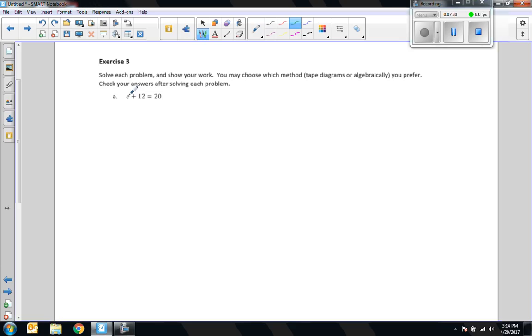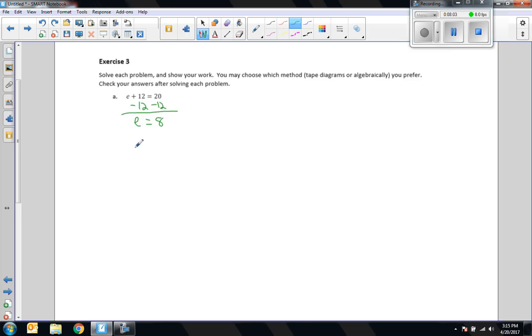So I have a missing variable E. I don't know what the value of E is, but E plus 12 is 20. I've got to find that E. The operation is addition. The inverse of addition is subtraction. So I'm going to subtract 12 from both sides. E plus 12 minus 12 gives me E plus 0, which is E. 20 minus 12 is E.